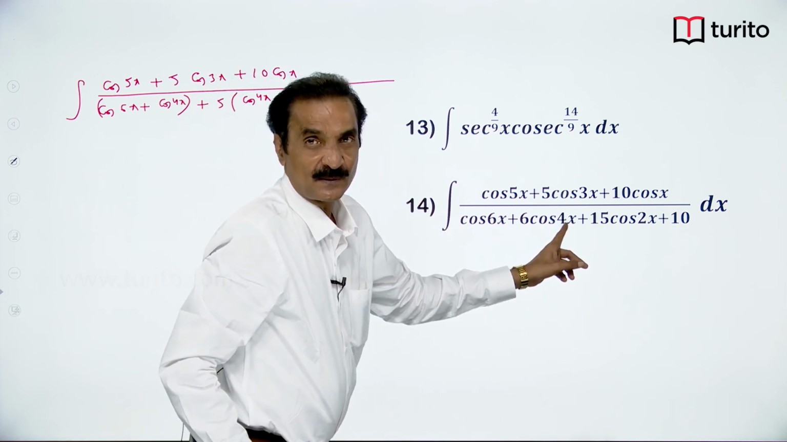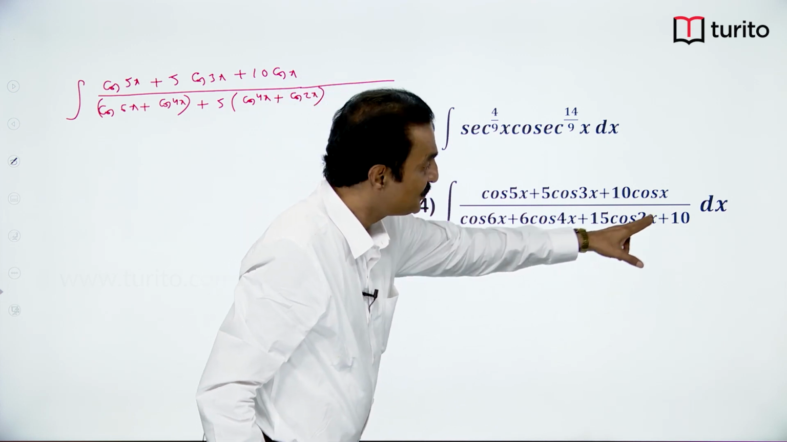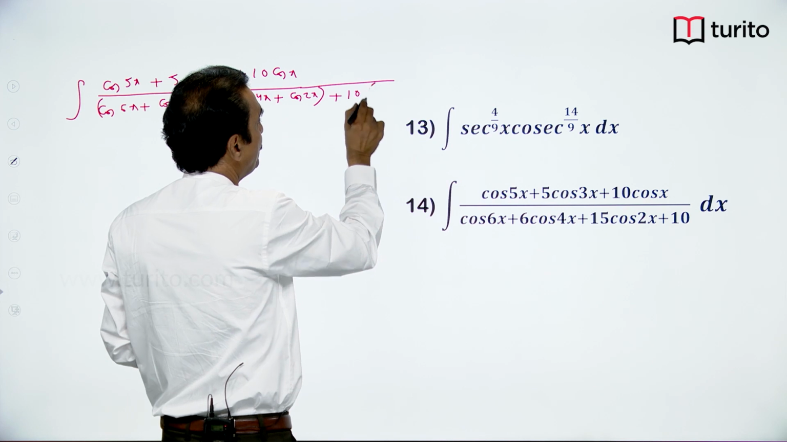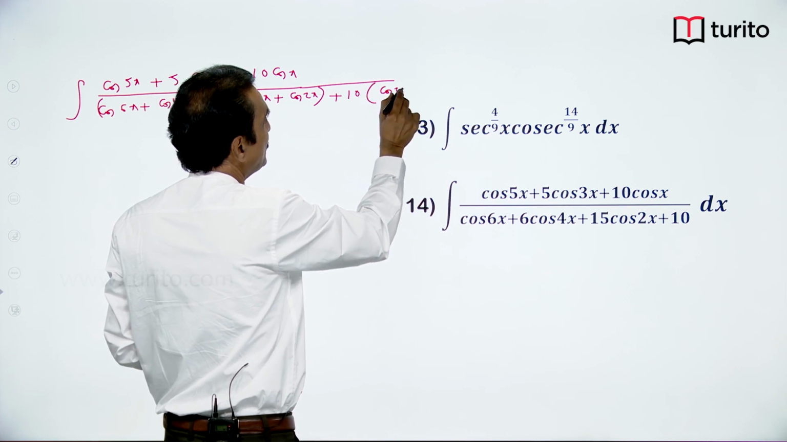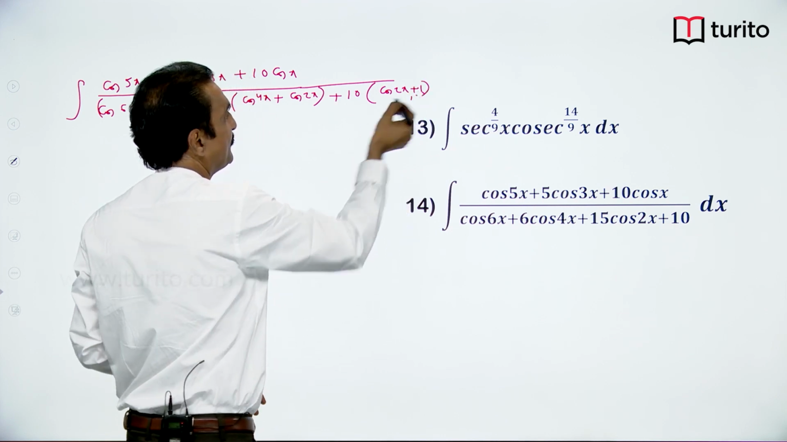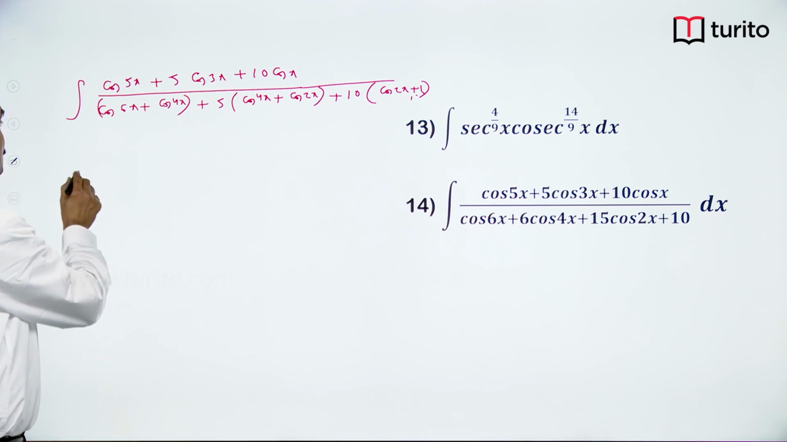So, 5 cos 2x is separated, another 10 cos 2x is there. So, 10 cos 2x plus 10 can be written as 10 into (cos 2x plus 1), right. Now, apply transformations to each bracket.